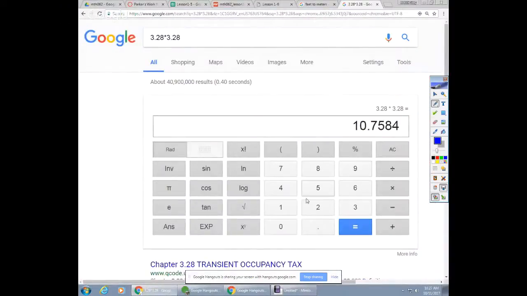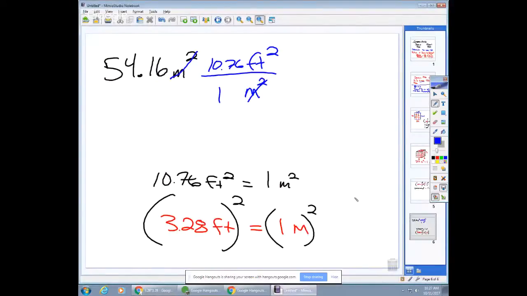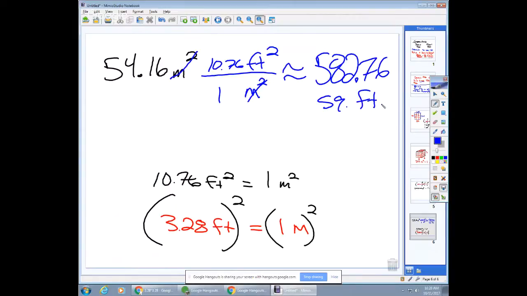Calculator, 10.76 times 54.16, is that what we're using? And I get 582.76, 582.76. What are the units of that measure? Feet squared or square feet, whatever you want to call it. But it's definitely not just feet. So that's what I came up with.